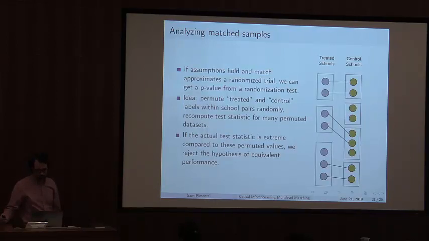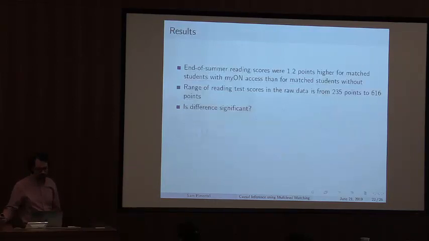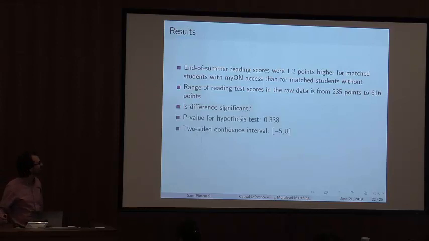So when we do this in the Wake County data, first of all, the effect estimate we get is 1.2 points. So Mayan students did 1.2 points better on the standardized reading test we gave in the summer than non-Mayan students. The range of reading test scores in the raw data is from 235 points to 616 points. So that gives you a hint about where this is going.